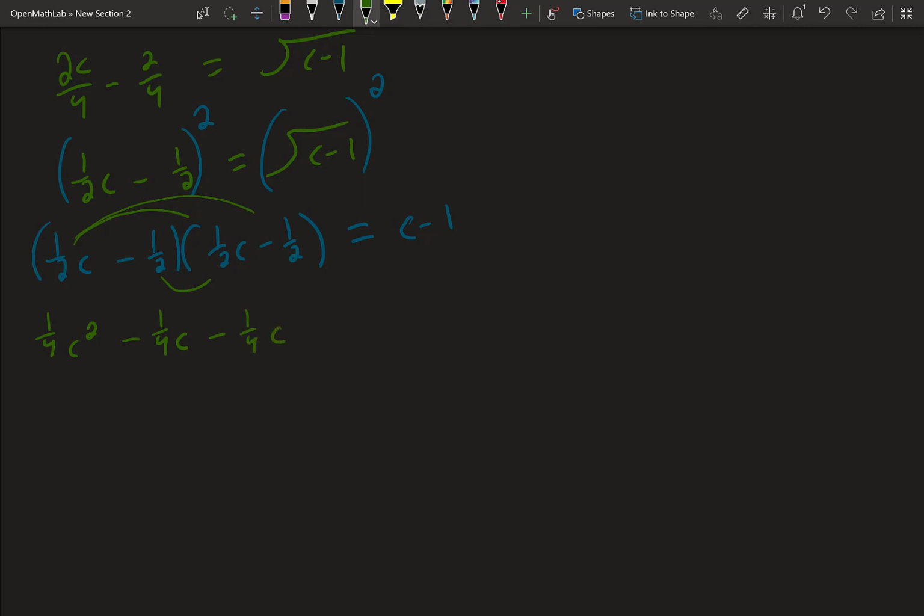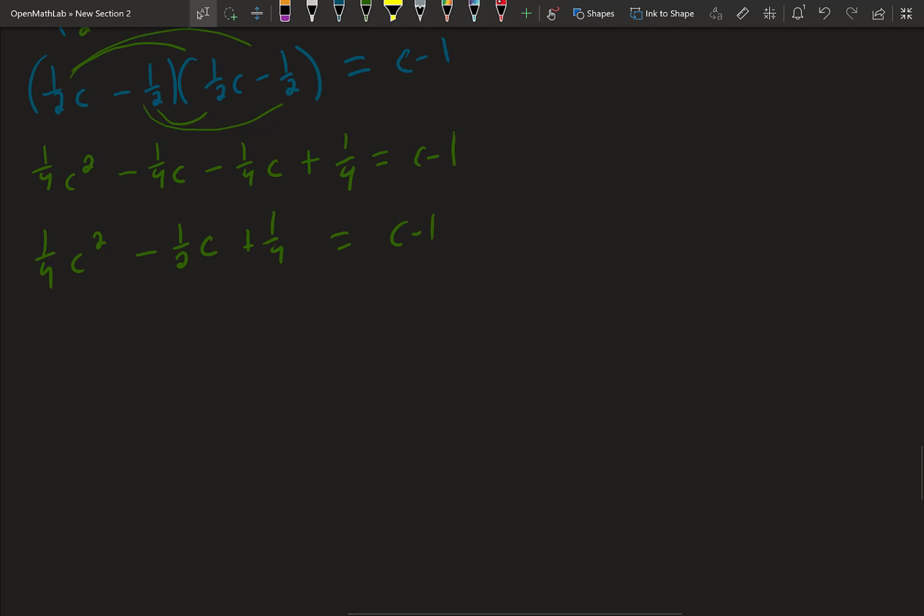And then lastly, 1/2 times 1/2, this would be positive, right? Because negative times negative is positive, 1/4. So this gives me 1/4 c squared minus, and then a fourth minus a fourth is 2/4, so it's a half, so minus a half c, and then plus a fourth, and these were both equal to c minus 1, right, on the right-hand side, just leaving that alone.